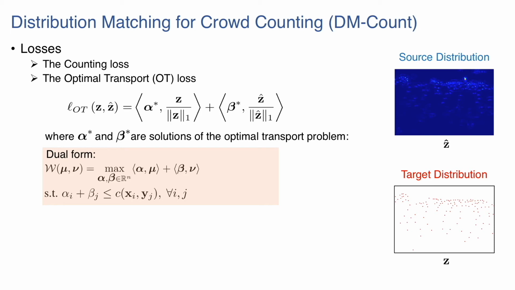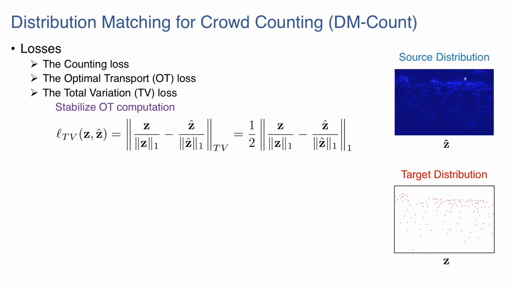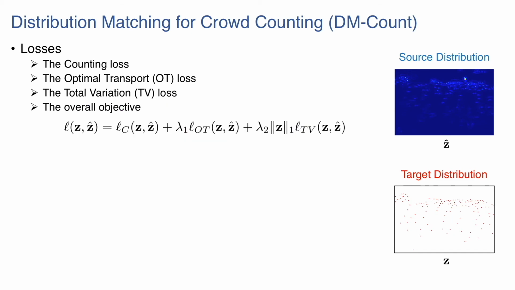Alpha star and beta star are solutions of the dual form. In our experiments, we use the Sinkhorn algorithm to approximate alpha star and beta star. As the convergence of the Sinkhorn algorithm is slow, to stabilize OT computation, we include the total variation loss. The total variation loss is equivalent to half of the L1 distance between the two normalized density maps. The overall objective is a combination of these three losses, where lambda1 and lambda2 are tunable hyperparameters for the OT loss and the TV loss respectively.